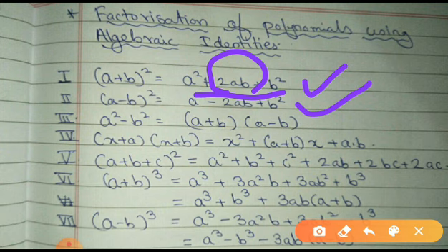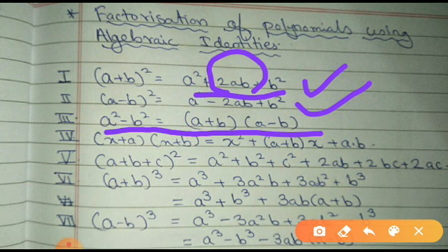Then it may be that only two terms are given to you. Then again you check whether those two terms are perfect squares or not. If they are perfect squares, then you can use a square minus b square. If I have been given only a polynomial with two terms, that is a binomial, and I have been asked to factorize it, check whether those two terms are square terms or not. If they are square terms, you can use the identity a square minus b square. It is a plus b into a minus b.